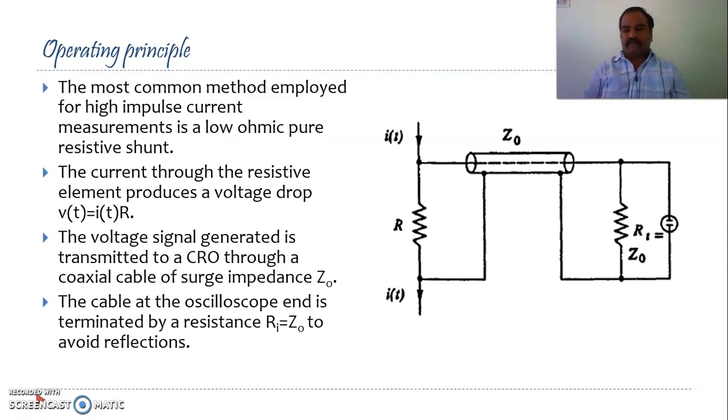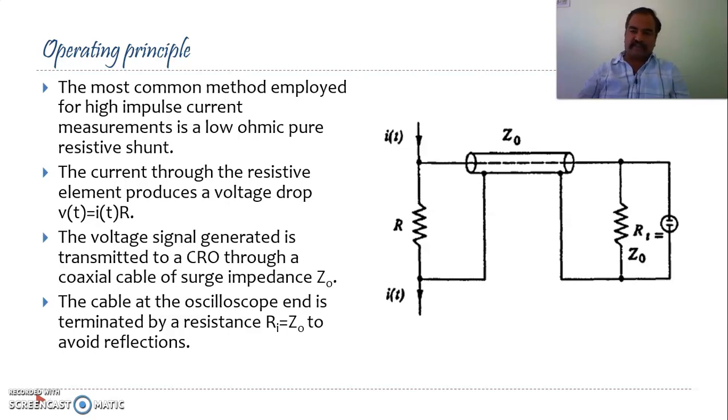The operating principle is very similar to that of the resistive shunts which we have employed for our normal currents in our electrical measurements course. What we need is nothing but a very low ohmic pure resistive shunt, and the current through the resistive element produces a voltage drop.